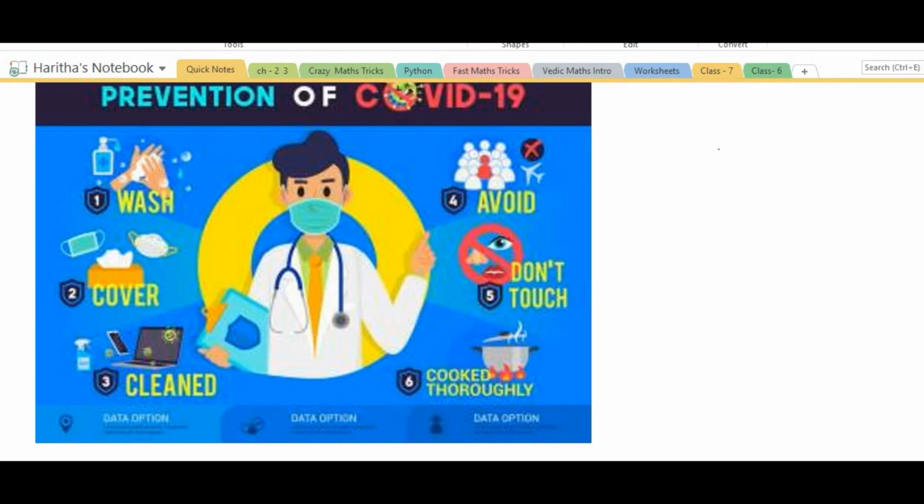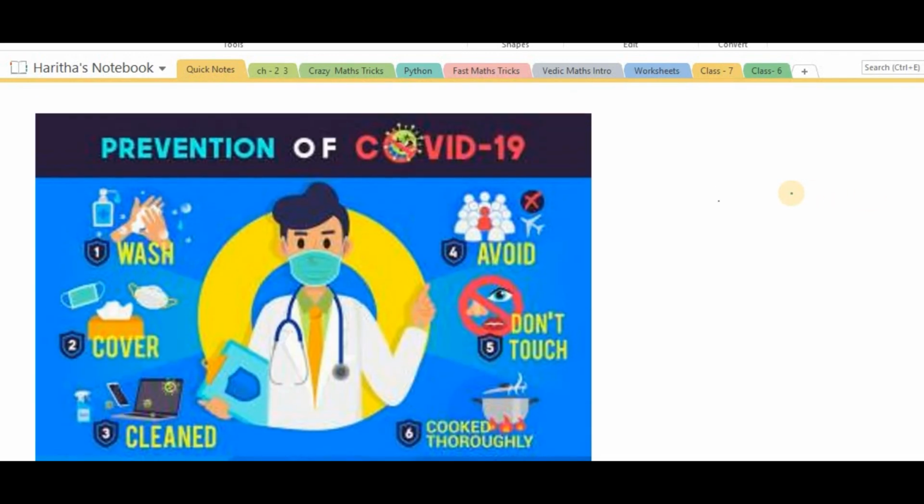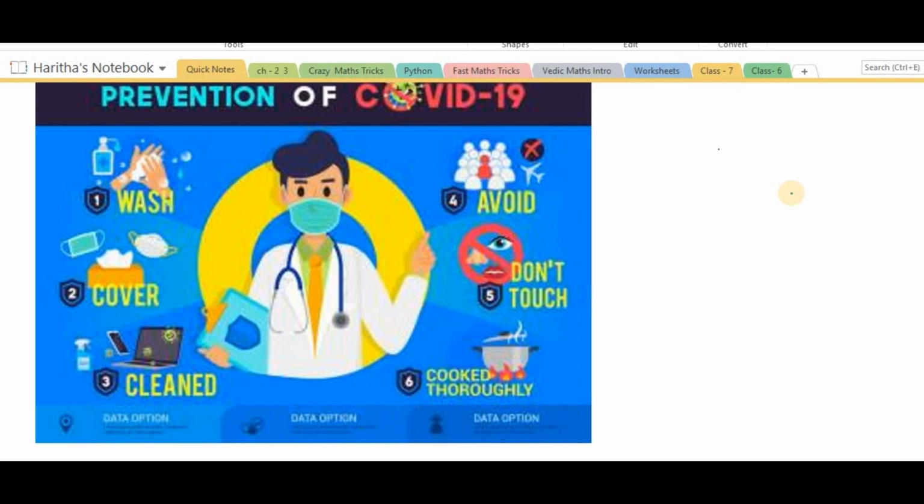So students, nowadays corona is coming, the second wave is coming throughout the globe again. So please wash your hands thoroughly, cover your face with a mask, and avoid crowded places. Don't touch your eyes, nose and mouth when you are outside. Cook food thoroughly and clean your objects properly before you use them. Please wear the mask and save lives.